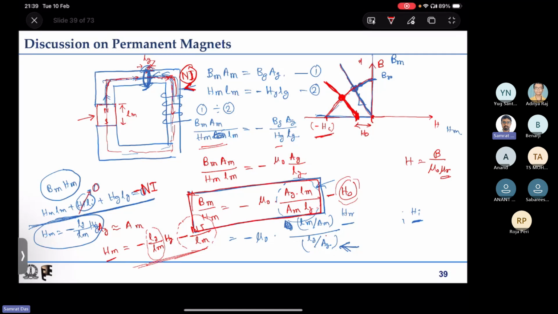So this is what happens if you pass some current that opposes the field of the permanent magnet: it gets demagnetized further.